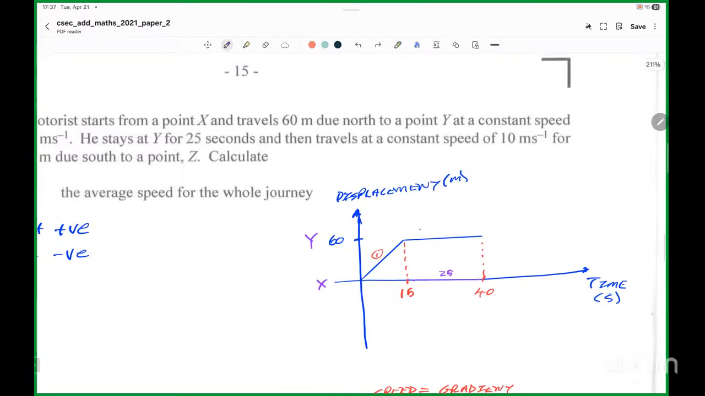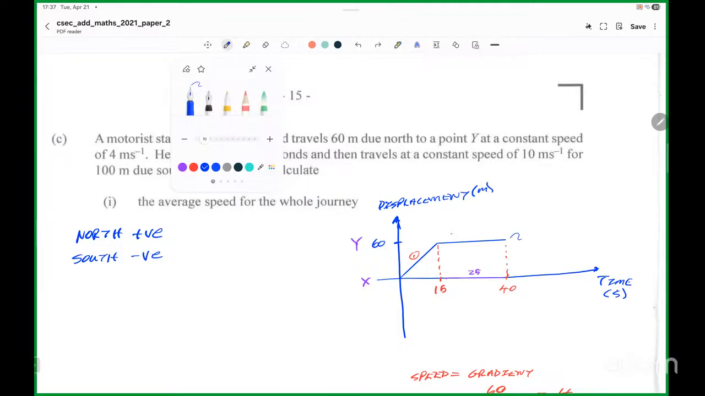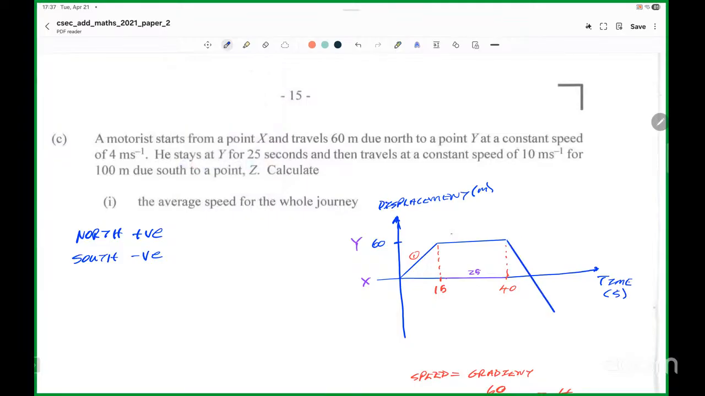Then it says it then traveled at a constant speed of 10 meters per second. Remember that again is gradient. For 100 meters due south. So if it's traveling south, it's going in the opposite direction. So it's going to go back towards X, and then it's going to go 40 meters below X. So it's going to come down like this, to a point down here, which is 40 meters below. You can put that as negative 40. And the gradient of this line is 10.